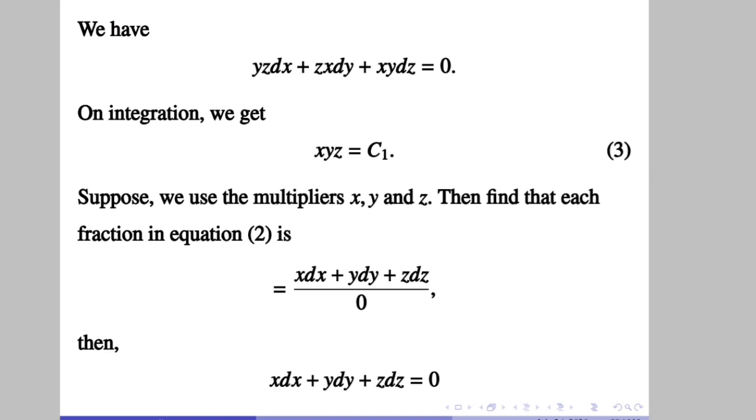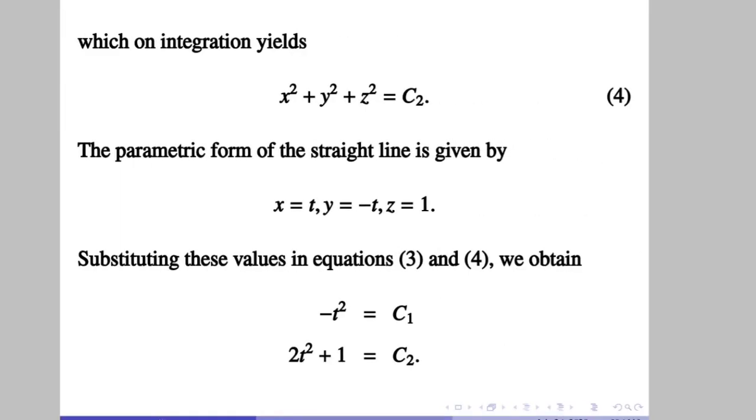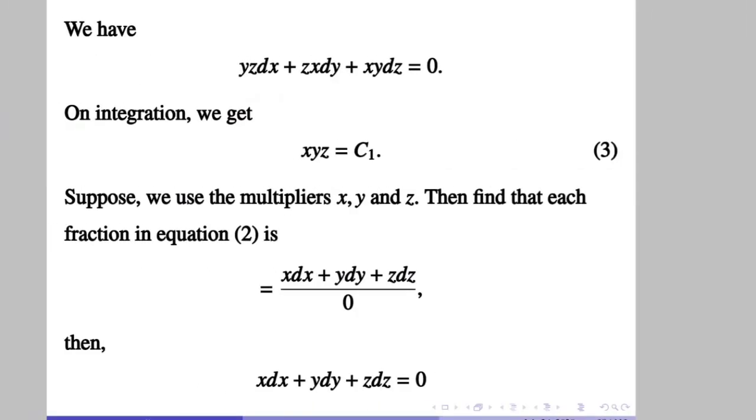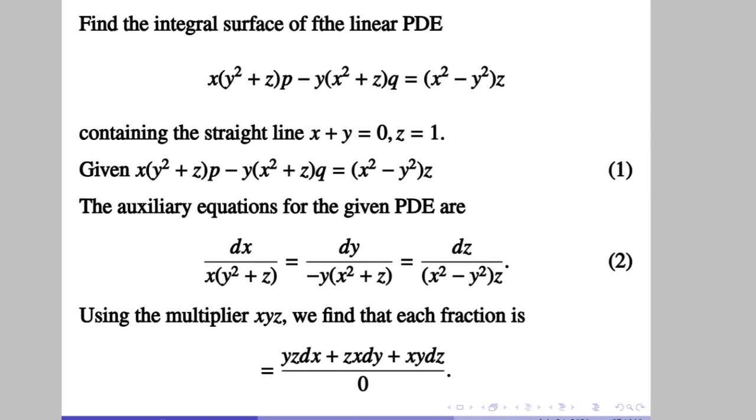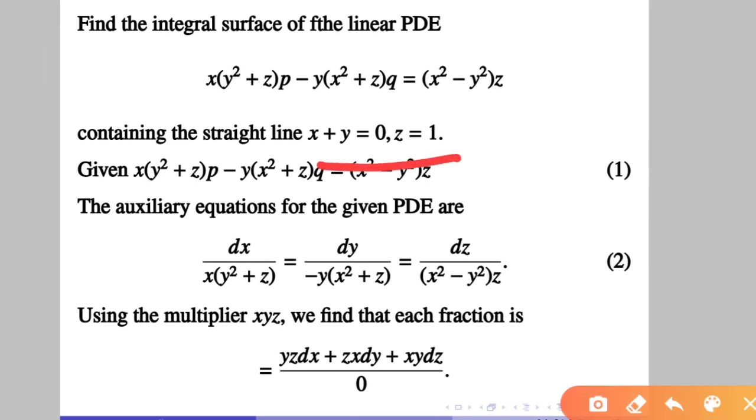Similarly, we are taking the multipliers as x, y, z. So x dx plus y dy plus z dz is equal to 0. And the second integral surface is x square plus y square plus z square equal to c2. So using this, what is given here? x plus y is equal to 0, z is equal to 1. So we are writing the parametric form. So how can we write the parametric form?